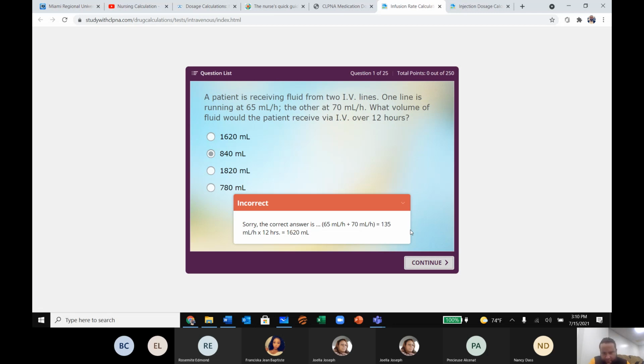Everyone understand? If you are given fluid for 2 IV lines, you have to add the running rate from each IV line, and then as soon as you add them, you multiply it by the 12 hours that I went over, because it's per 12 hours, and then you can see how many ml of fluid the patient will be receiving.